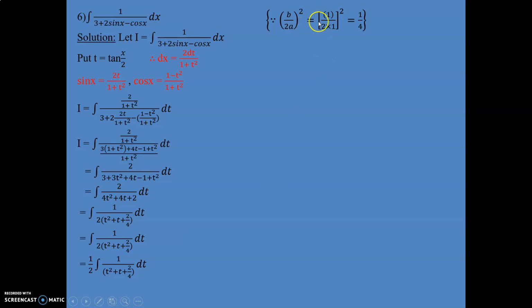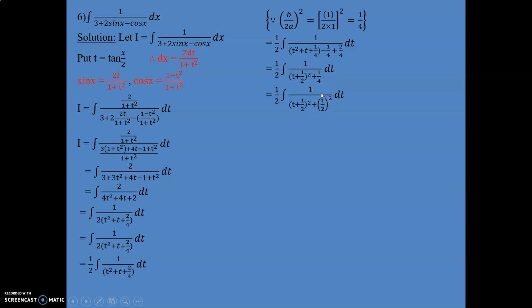So b upon 2a whole square is 1 upon 2 into 1 whole square, that's equal to 1 upon 4. So now we are going to add 1 upon 4 and subtract 1 upon 4 this one. So this equation will become 1 upon 2 integral 1 upon t plus 1 upon 2 whole square, and after reducing this one, 2 plus 4 minus 1 upon 4 is 1 upon 4. So that can be written as 1 upon 2 whole square.